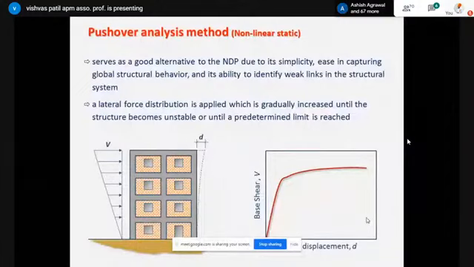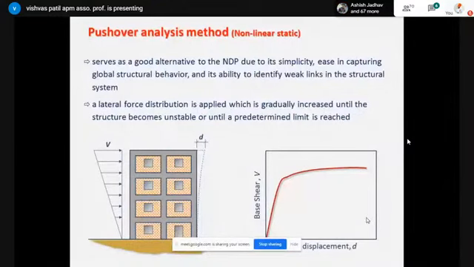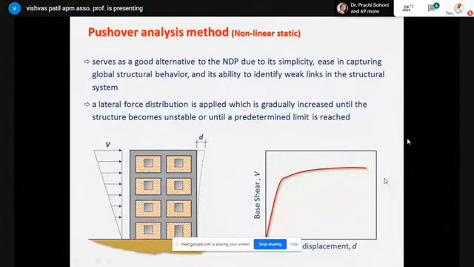In this case, the structure is pushed on one side. The force is applied in steps. Gradually it is pushed, and we get a curve, what is called a capacity curve. There is a lot of use of this particular capacity curve. It gives the seismic response of the building right from the initial stage up to the final. The pushover curve is the response curve.